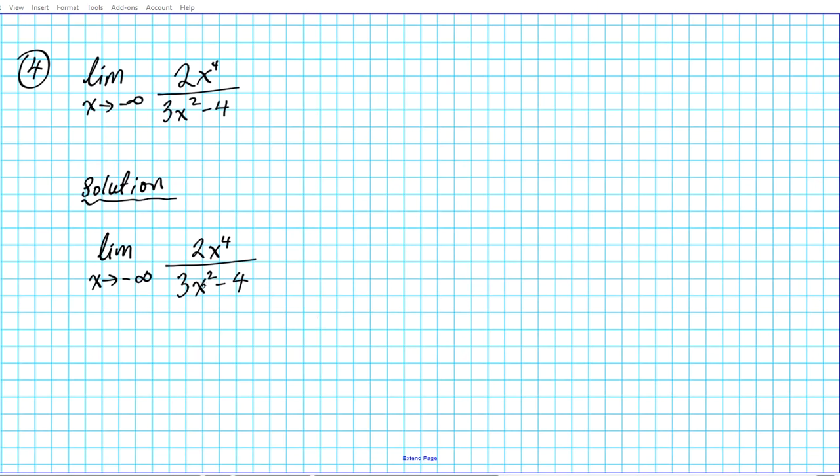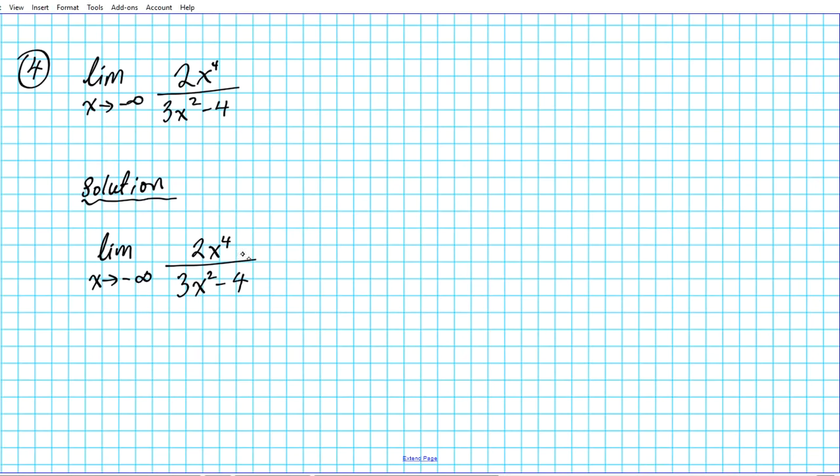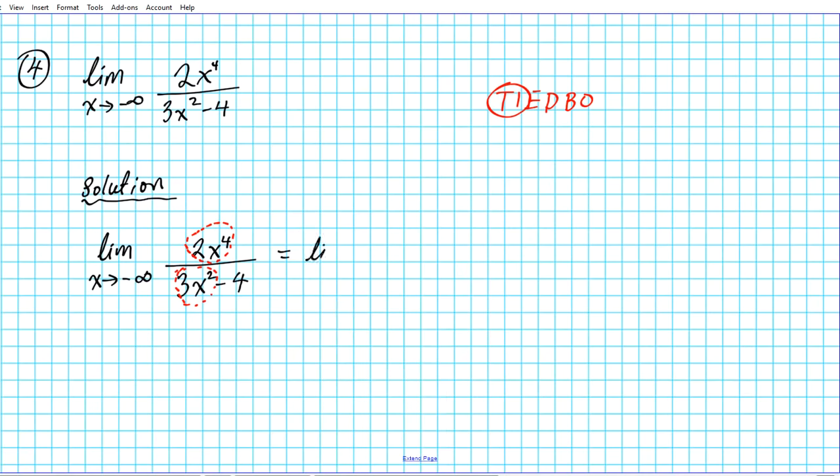Alright, so if you take a look at this, you can clearly see that it is top heavy. So let's write out typo again. We're looking at a top heavy scenario here because the degree of the numerator, 2x to the 4th, is bigger than the degree of the denominator, 3x squared. Okay, so if we extract those, this limit is simply going to be the limit as x approaches negative infinity of 2x to the 4th over 3x squared.